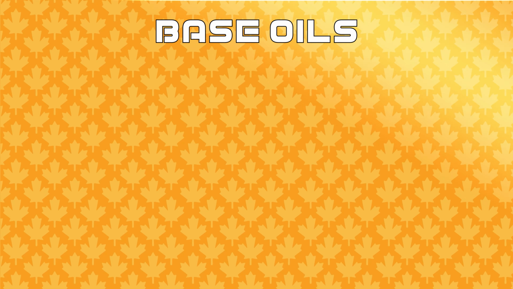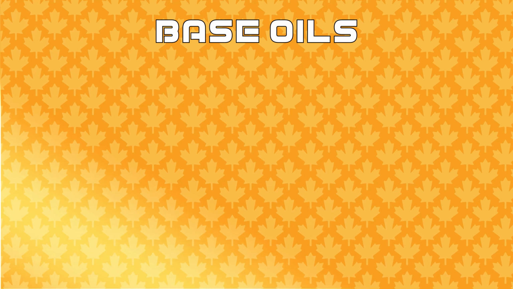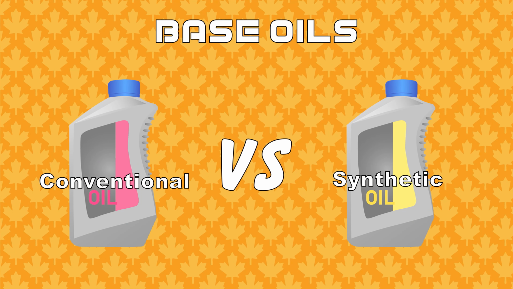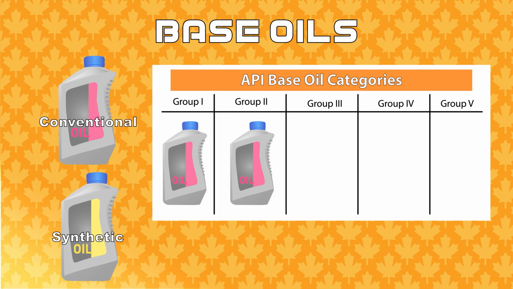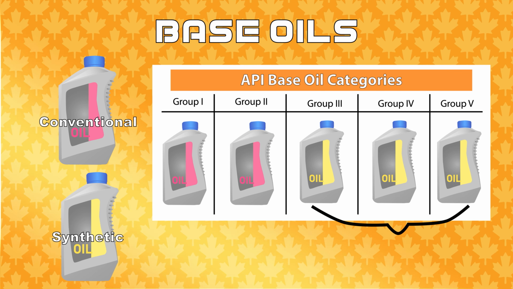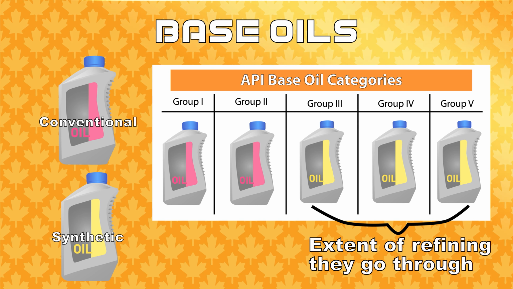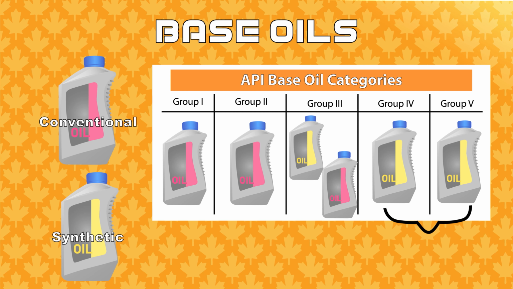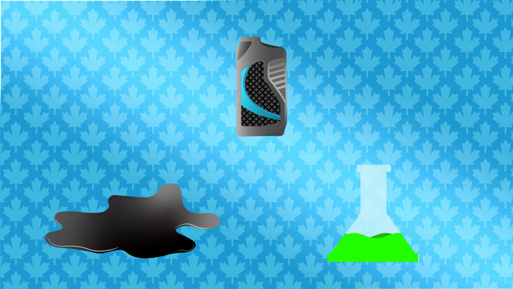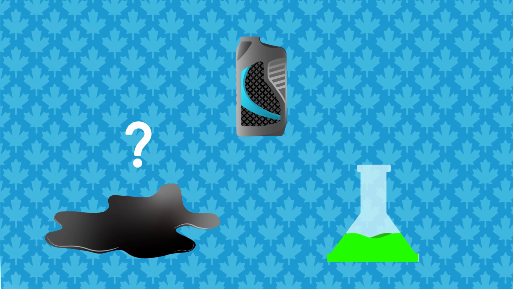Any discussion of base oils lends itself to the discussion of synthetic versus conventional oils. Today, base oils from group 3, 4, and 5 are considered synthetic due to the extent of refining they go through. However, some still consider that only base oils from groups 4 and 5 are truly 100% synthetic. This is due to these base oils often containing novel compounds not found in crude oil.